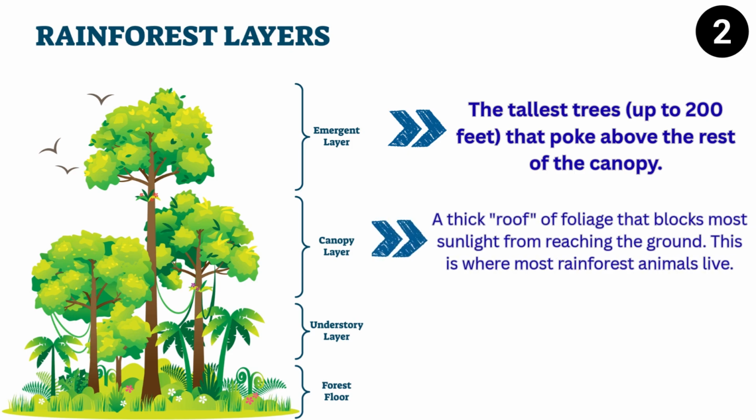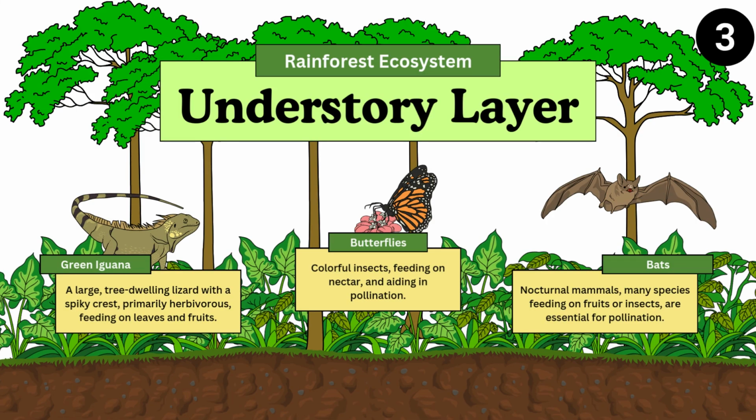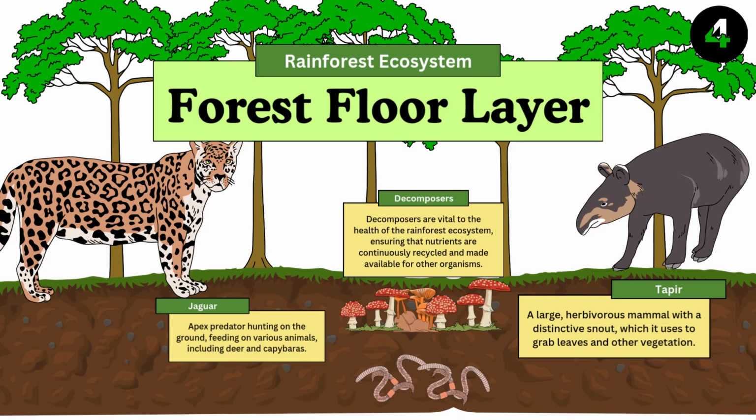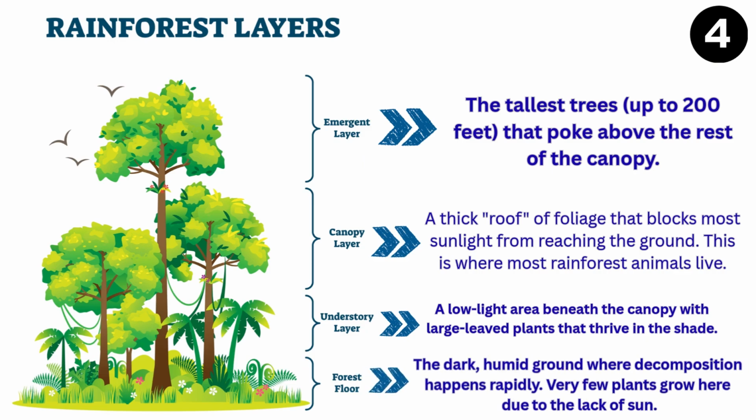This is where most rainforest animals live. Next is the understory, a low light area beneath the canopy with large leaved plants that thrive in the shade. The next is the forest floor, the dark humid ground where decomposition happens rapidly. Very few plants grow here due to the lack of sun.